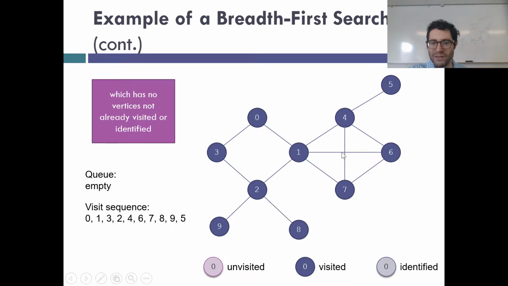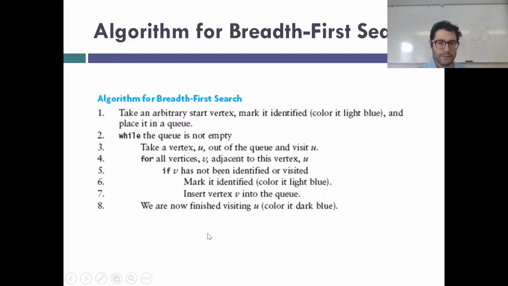So 1 step away. Then notice how 4, 6, 7, and 2, they are all 2 edges away from 0. And then 5, 8, and 9 are all 3 steps away from 0. That makes sense to everybody? So this is a handy algorithm.